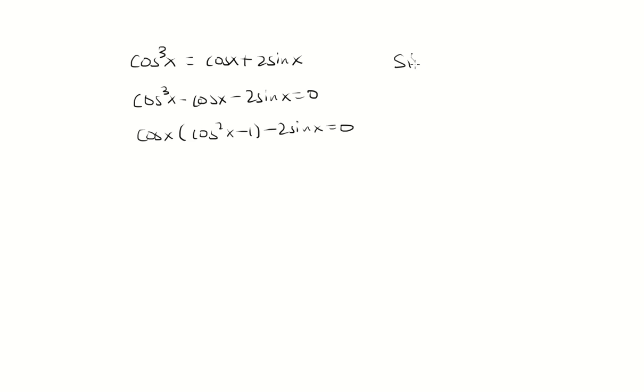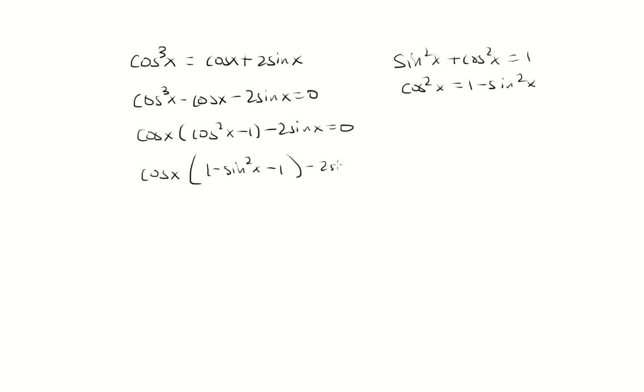And we know that sine squared plus cosine squared is equal to 1, which means that cosine squared is 1 minus sine squared. So that's what we're going to replace cosine squared with. Now notice the ones here are going to cancel. So I'm left with negative sine squared. Now both of these have negative sine as a factor.